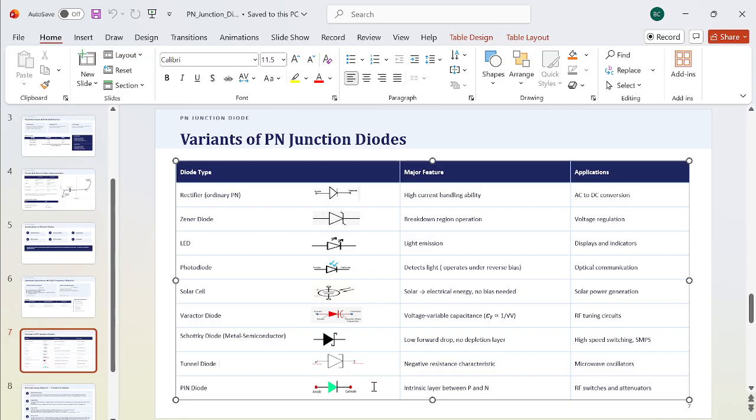Finally, I will come to the PIN diode. That means there is an intrinsic layer between the two P and N doped layers. So this kind of diode or variant is known as the PIN diode. It has an intrinsic semiconductor layer between one P region and one N region. This is suitable for radio frequency switches and attenuators.